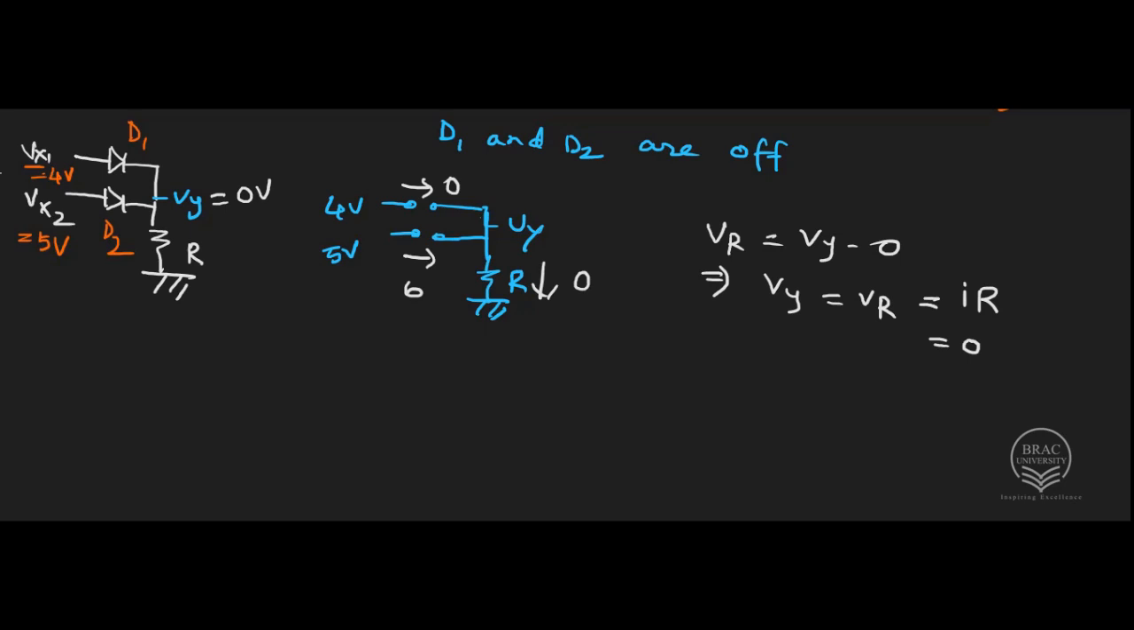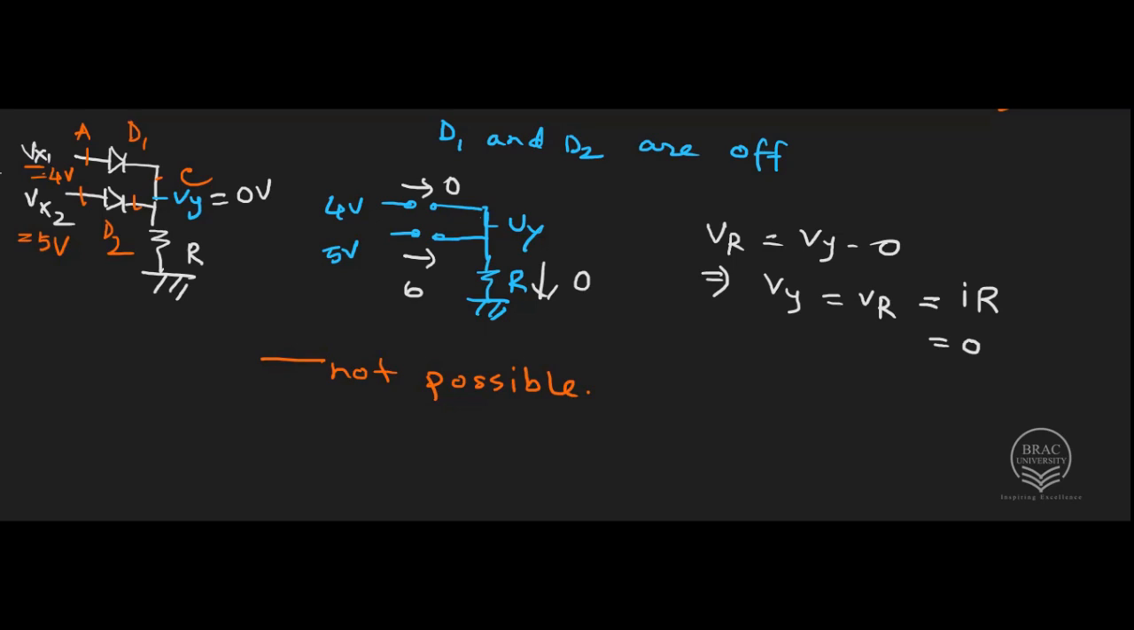So you can see that the anode of diode D1 is 4 volt and cathode is 0 volt. So anode voltage is higher than the cathode, but I am assuming that the diode is off. Is it possible? No. Again for diode D2, anode is 5 volt, cathode is 0 volt, but I am assuming that D2 is off. So I am assuming that both diodes are off, but it is proven that anode voltage is greater than cathode voltage in this case. So this is not possible. It is not possible that both diodes are off.